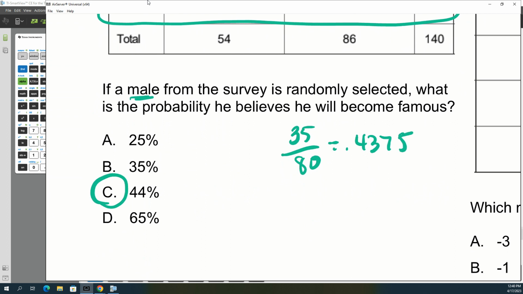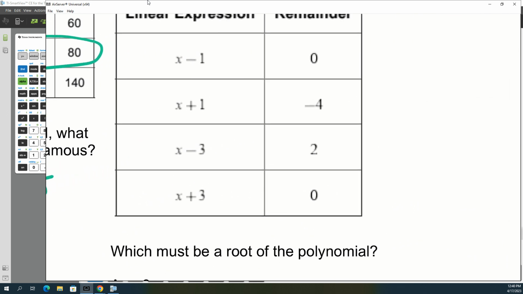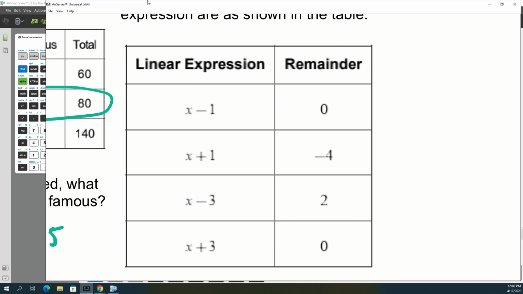All right, and then you guys didn't have a great copy of number 15, so you might have missed this question, and it might not be your fault. So what it tells you, let me use a different color than that, is that this was a linear expression, and you divided by it and got a remainder 0. And then x plus 1, you divided, and you got a remainder of negative 4. And then x minus 3, you divided and got 2. And x plus 3, you divided and got 0. And the question is, what must be a root of the polynomial?